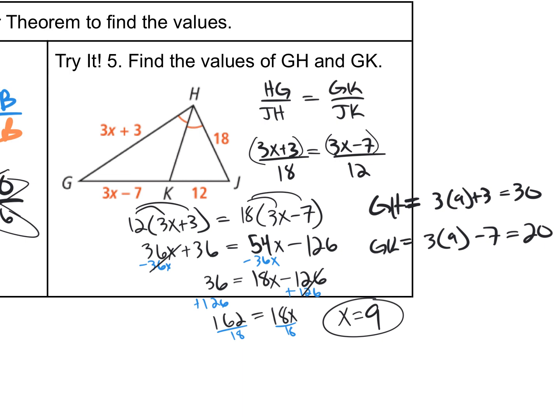So here, you just want to check your answer. Once you cross multiply and use some opposite operations to solve, we get x is equal to 9. And then just remembering that they're asking for the distance of GH and GK, all we got to do is plug 9 back in for x and evaluate those expressions. So 3 times 9 plus 3 gives us 30 for the distance of GH. And then 3 times 9 minus 7 gives us a distance of 20 for GK.